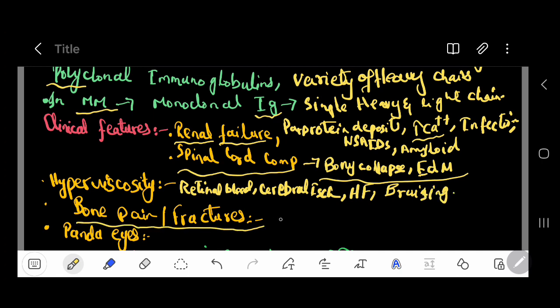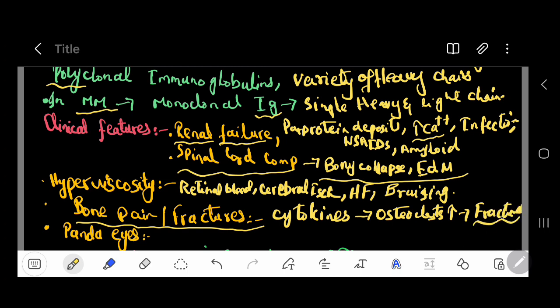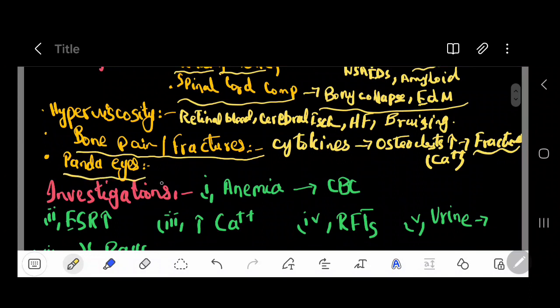Bone pain and fractures are due to cytokines released from the malignant cells, and as a result osteoclasts are activated and cause bone fractures, and due to these bone fractures calcium is released more and more in the blood, and this calcium causes renal failure. Panda eyes are due to deposition of amyloid and also due to nephrotic syndrome.